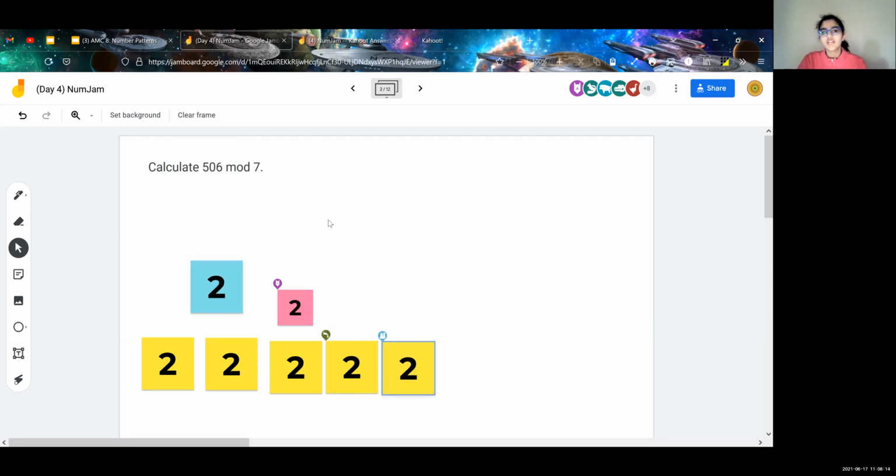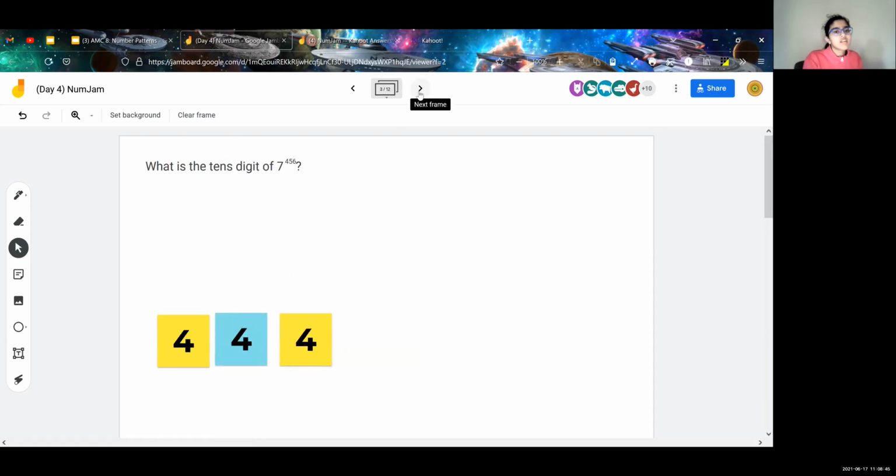Okay, so 506 mod 7. I'm getting lots of answers of 2. When you do 506 mod 7, you divide it by 7 and find the remainder. So 506 divided by 7 is equal to 72, and then you have a remainder of 2. So the answer is 2.